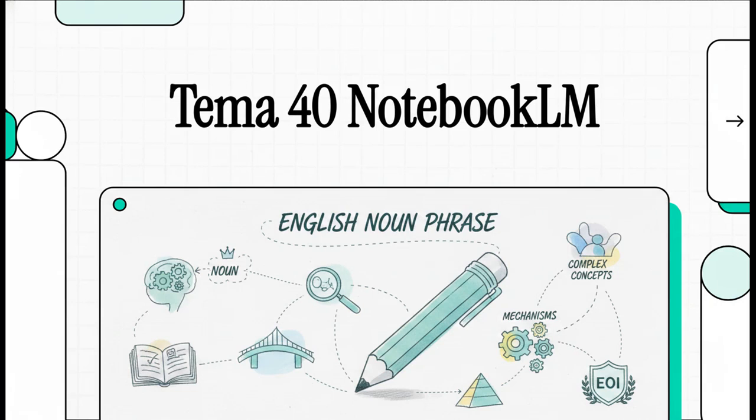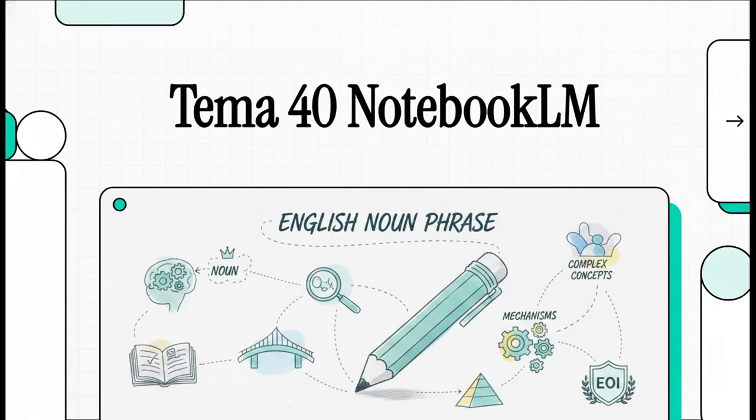Today we are unpacking an absolute heavyweight of a topic. We're diving deep into TEMA 40 Notebook LM. For all the educators and language scholars tuning in, you already know the English noun phrase is basically the fundamental vehicle for encoding meaning. But why is it such a heavyweight? Well, simply put, the noun phrase carries the absolute bulk of lexical information in discourse. It is literally the primary cognitive engine for delivering content.